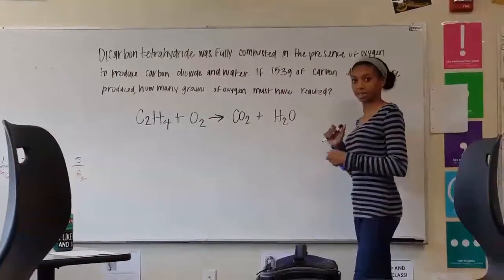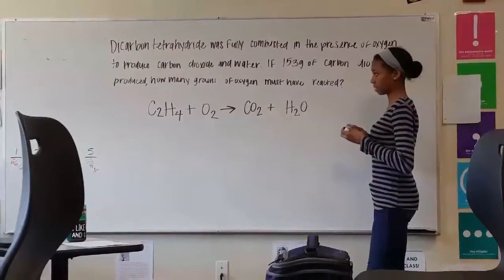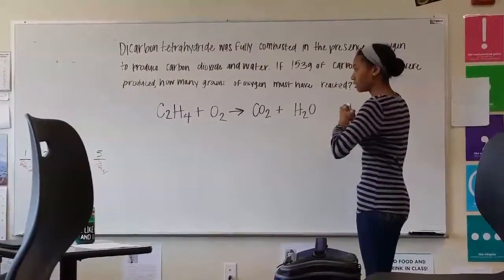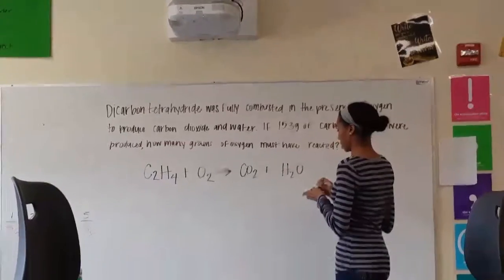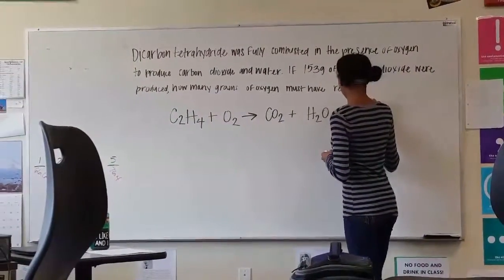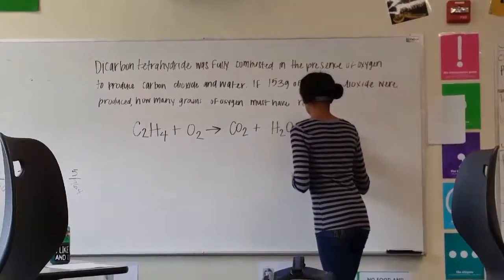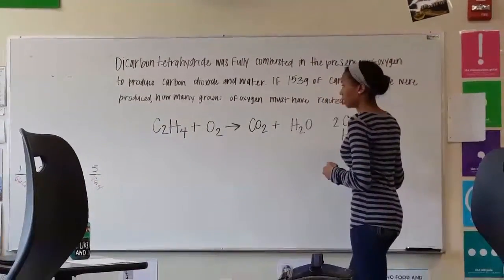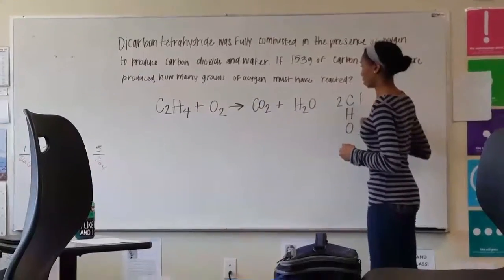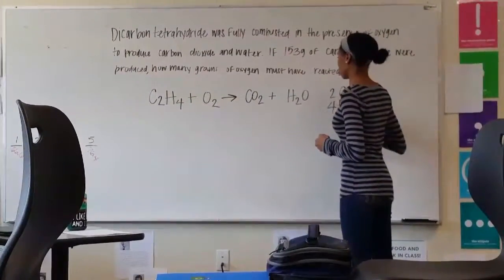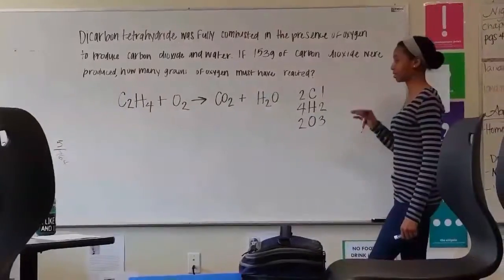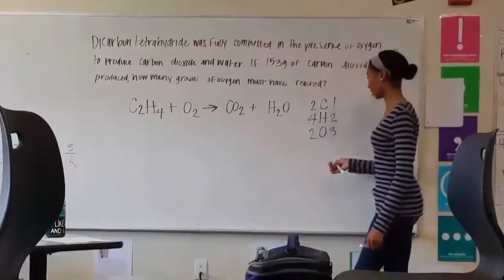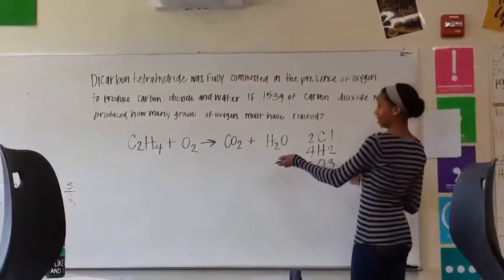So this is our skeleton equation. And in order to balance it, we have to write on the side what is on the left side and what is on the right side. So there's carbon, hydrogen, and oxygen. There's two carbons on the left and then one on the right. There's four hydrogens on the left and only two hydrogens on the right. There's two oxygens on the left and then three oxygens on the right.